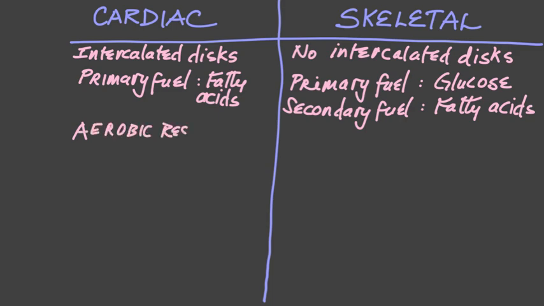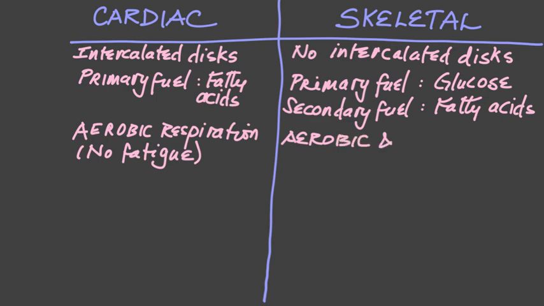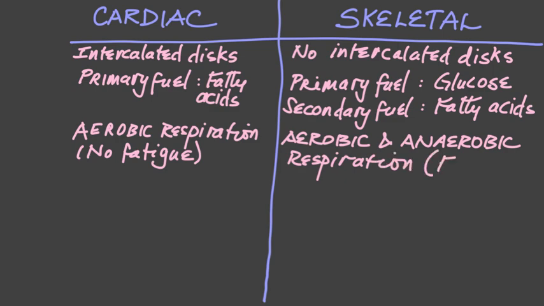The heart muscle also cannot afford to fatigue. So it gets its ATP purely from aerobic respiration. Aerobic respiration produces large amounts of ATP and has no accumulation of lactic acid. The skeletal muscle, on the other hand, can go into fatigue because it gets its ATP from both aerobic and anaerobic respiration. Anaerobic respiration produces less ATP and also results in lactic acid accumulation.